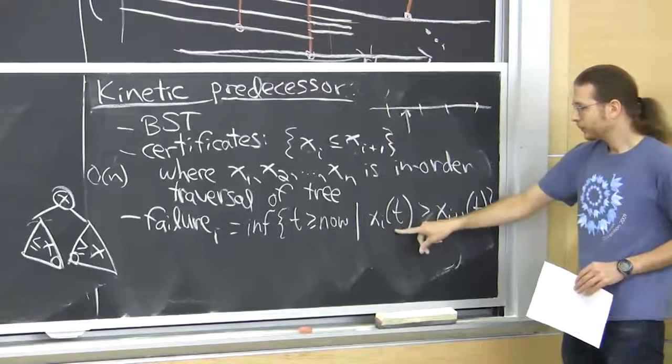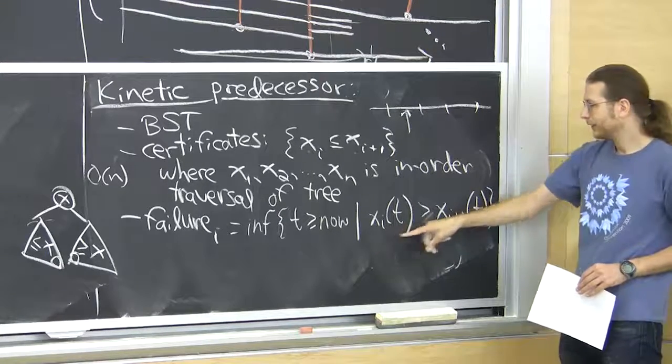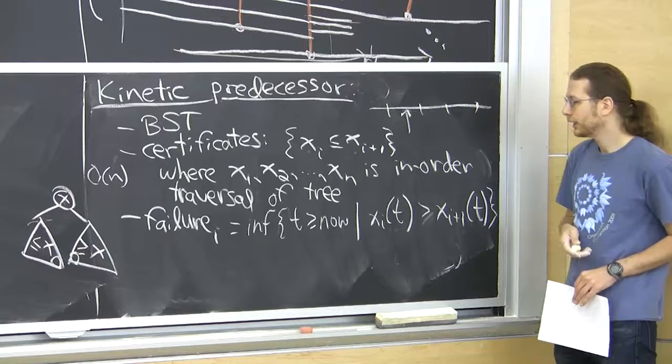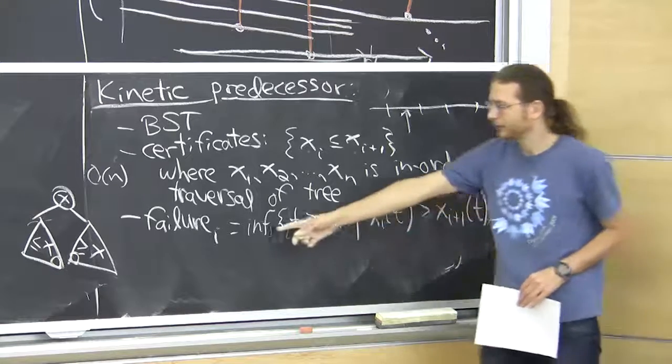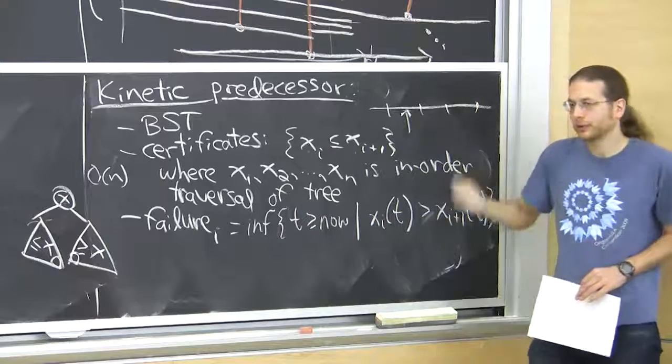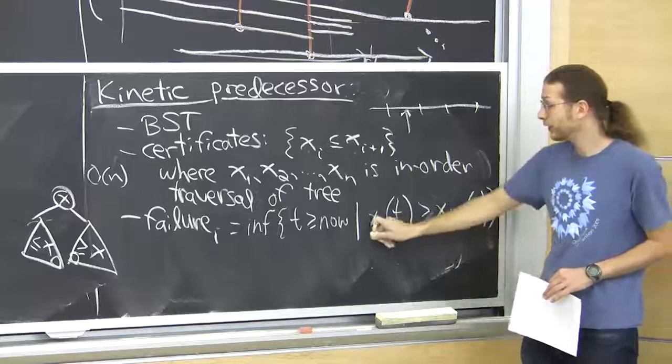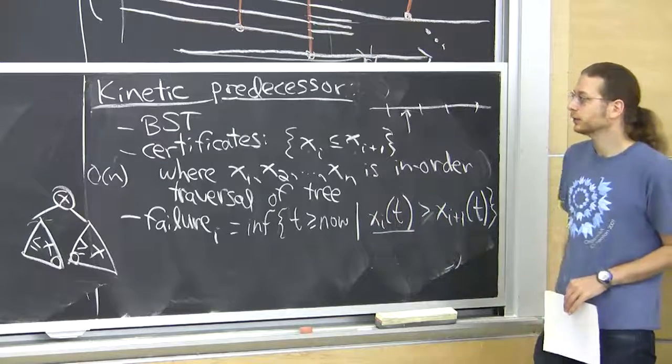Okay, I take the earliest moment when xi of t is greater than xi plus 1, which is the opposite of what I want, and take the infimum of those times. And so that will be the moment of transition when they're equal, and then boom, it's going to jump over. I'm assuming these things are continuous. That's why you take the infimum?